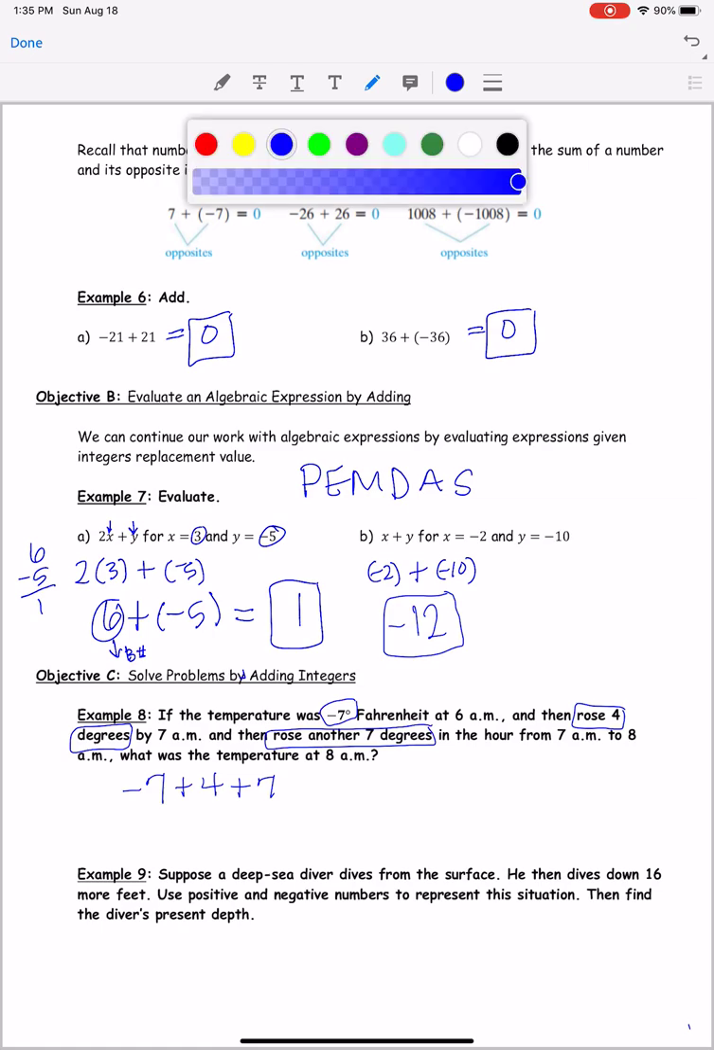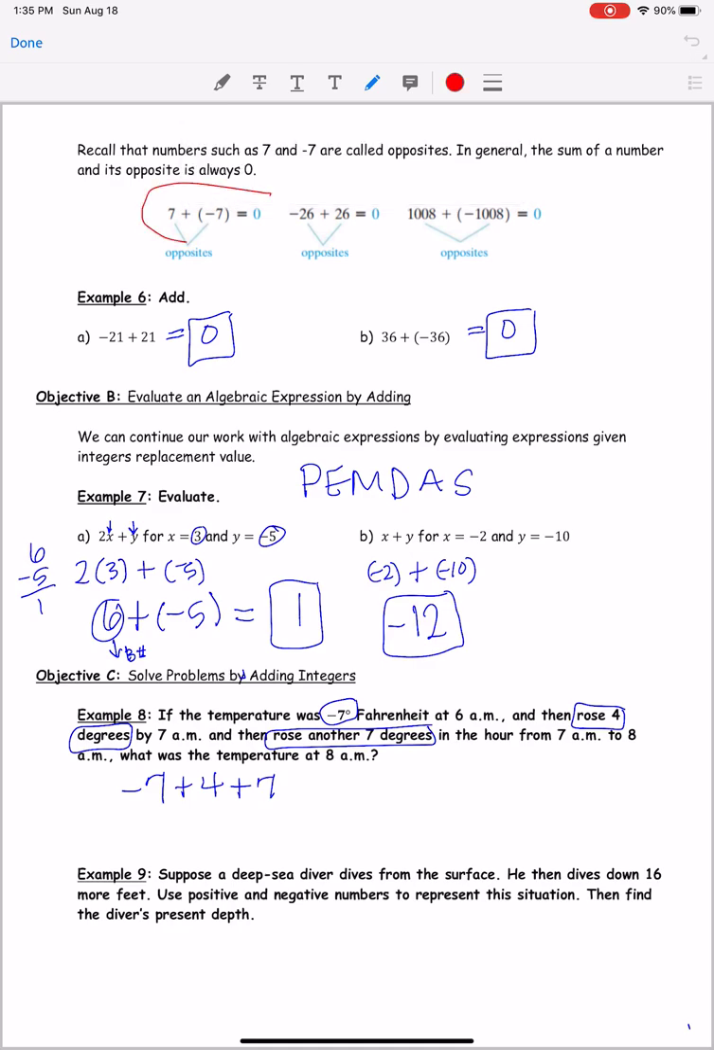Well, if you notice here, this is kind of why we went over opposites. When you have opposites, those are nice, those are 0. So if you notice here, we have opposites. We've got a -7 and a +7. So those just sort of cancel each other out. That's 0. And all we are left with is that 4. So my answer here is 4. Now we need units. We're in degrees, and it tells me right here that we're in Fahrenheit. So what is it at 8 a.m.? It's 4 degrees Fahrenheit.